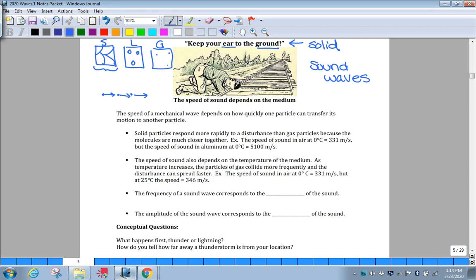So this is why this not very bright person is putting their head on a railroad track waiting for the train that is clearly in the distance. He can hear the train coming through the solid material before he could hear it coming through the air. Okay, so sound travels the fastest through a solid and the slowest through a gas.